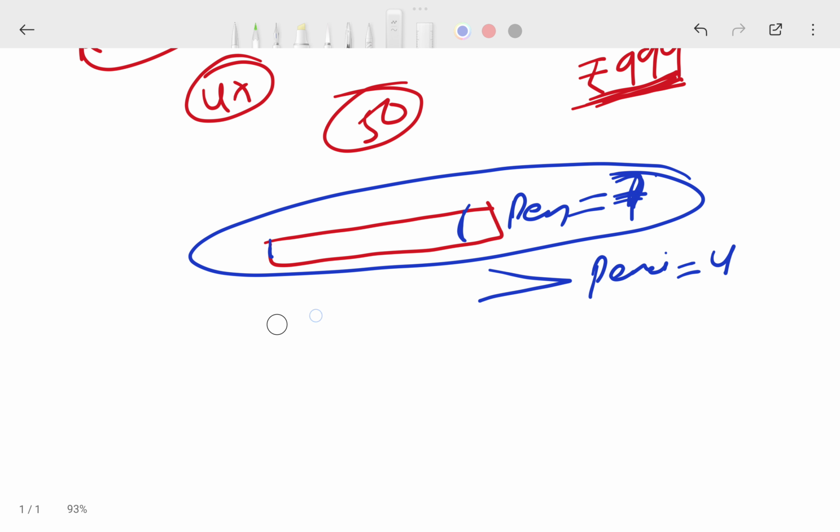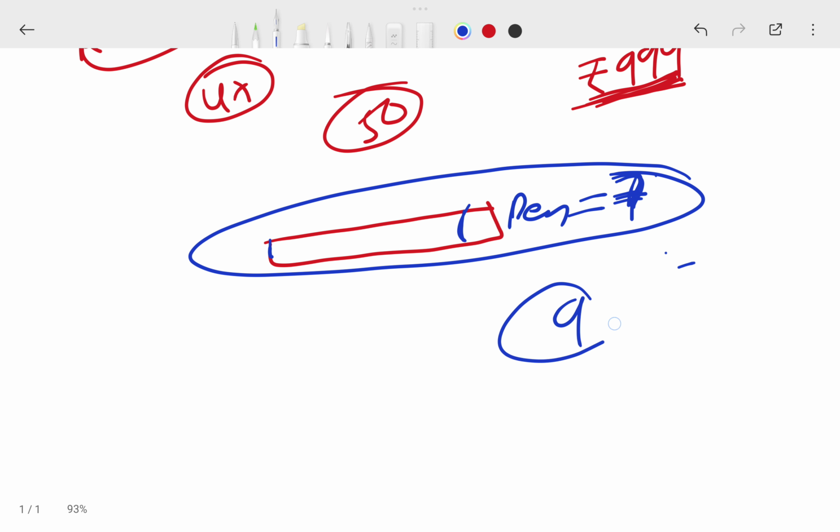Just understand this one only. If you bought a pen for 7 rupees, when someone asks how many rupees you paid for this pen, will you say 7 rupees? No, you will say directly, yeah, I bought it for 10 rupees. Like the price of the pen is 9 rupees, so you will say I bought it for 10 rupees.